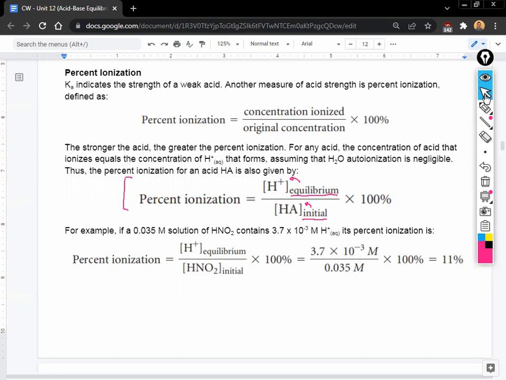Okay, so percent ionization, we calculate it by the concentration of H plus at equilibrium and the weak acid concentration initially, okay?